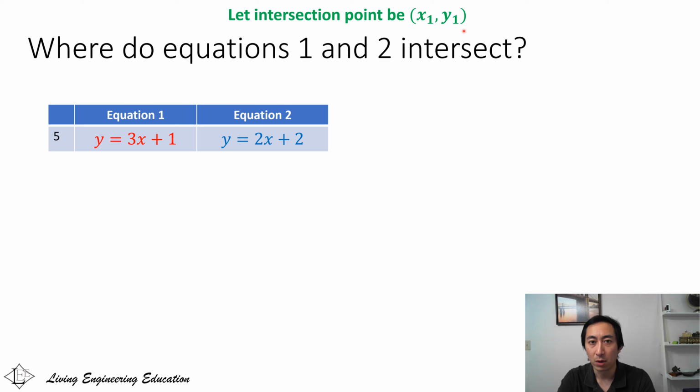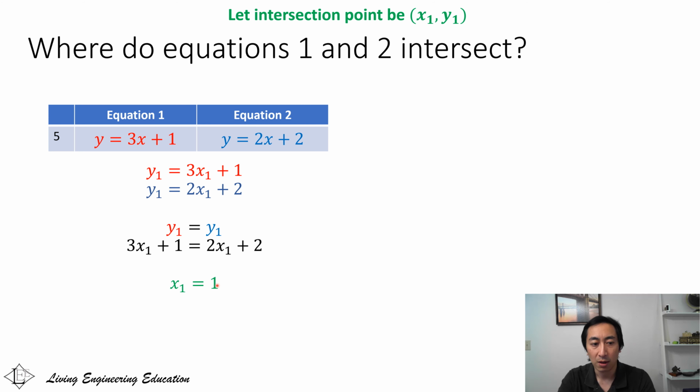We're going to have x1, y1 represent our intersection point. We'll plug x1, y1 into both equations, and then we equate the two equations. So we get 3x1 plus 1 is equal to 2x1 plus 2, and solve for x1. What did you get for x1? I subtract 2x1 from both sides, and I subtract 1 from both sides. So I get x1 equals 1.